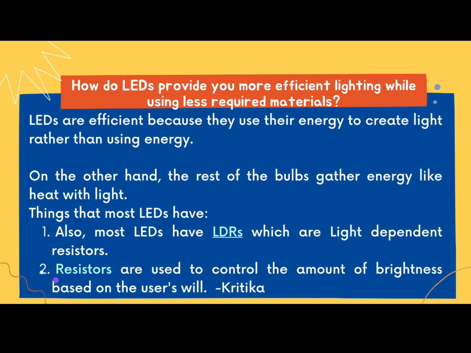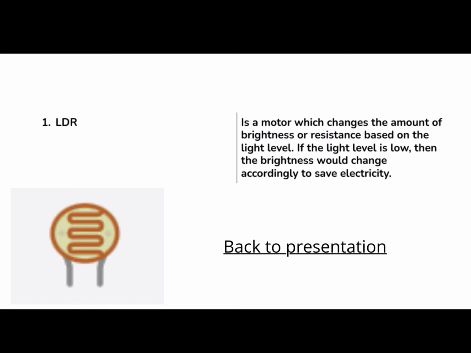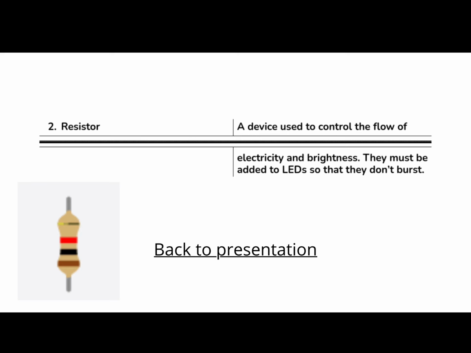Also, most LEDs have LDRs, which are light-dependent resistors. So what are LDRs? What are resistors? Let's find out. So an LDR is a light-dependent resistor, which changes the amount of brightness or resistance based on the light level. If the light level is low, then the brightness would change accordingly to save electricity. So when you don't need that much light, LDRs are taking up and saving that light for the future, rather than just sparking it up. A resistor is a device used to control the flow of electricity and brightness.